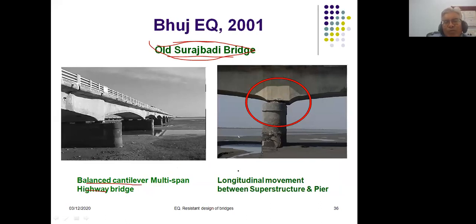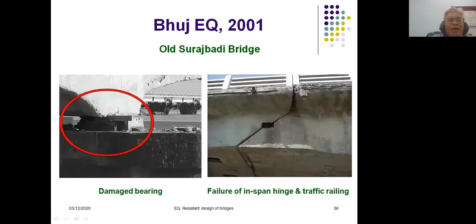And of course, it was a very old bridge, but we found longitudinal movement here. You can see that there is longitudinal movement in the bridge. Quite a large horizontal acceleration was observed, and because of that, longitudinal movement between the superstructure and the pier is found. Bearings, of course, are the first place to suffer. Like masonry is the first place to suffer in a building, here bearings are the first place to suffer in bridges. And that is why after a major earthquake, there is always a need to change or replace the majority of the bearings.